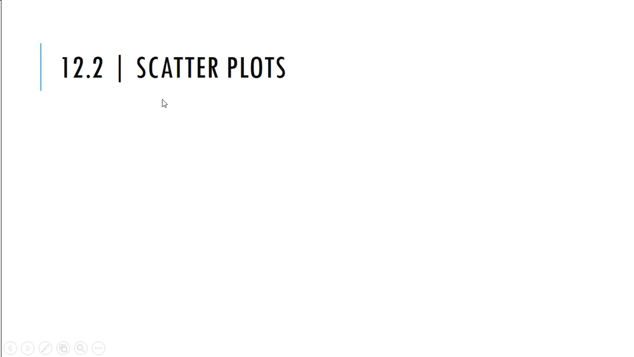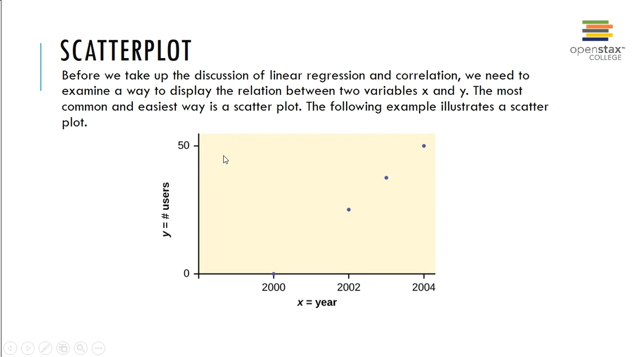So let's talk about scatter plots. To make a scatter plot, you need to have two points. You need to have an X and a Y for each of your single points. The most common way to make a scatter plot is you start with a Cartesian coordinate system, and then you just plot X and Y.